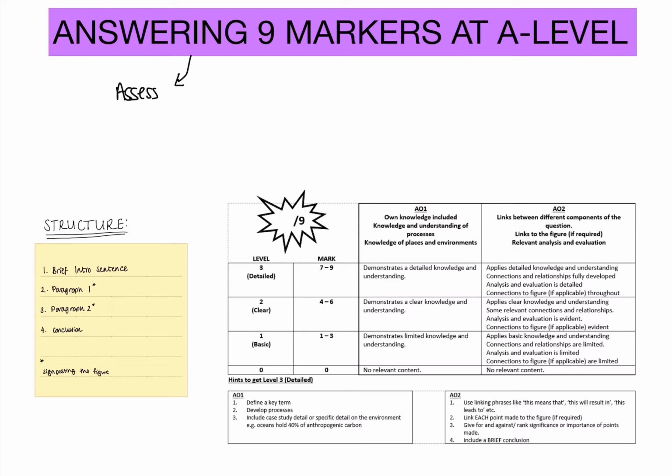If you're assessing in a 9 marker, you're considering lots of options or arguments and you're weighing them up. The whole point of weighing them up is so that you can come to a conclusion about maybe how effective they are or how valid these arguments are.